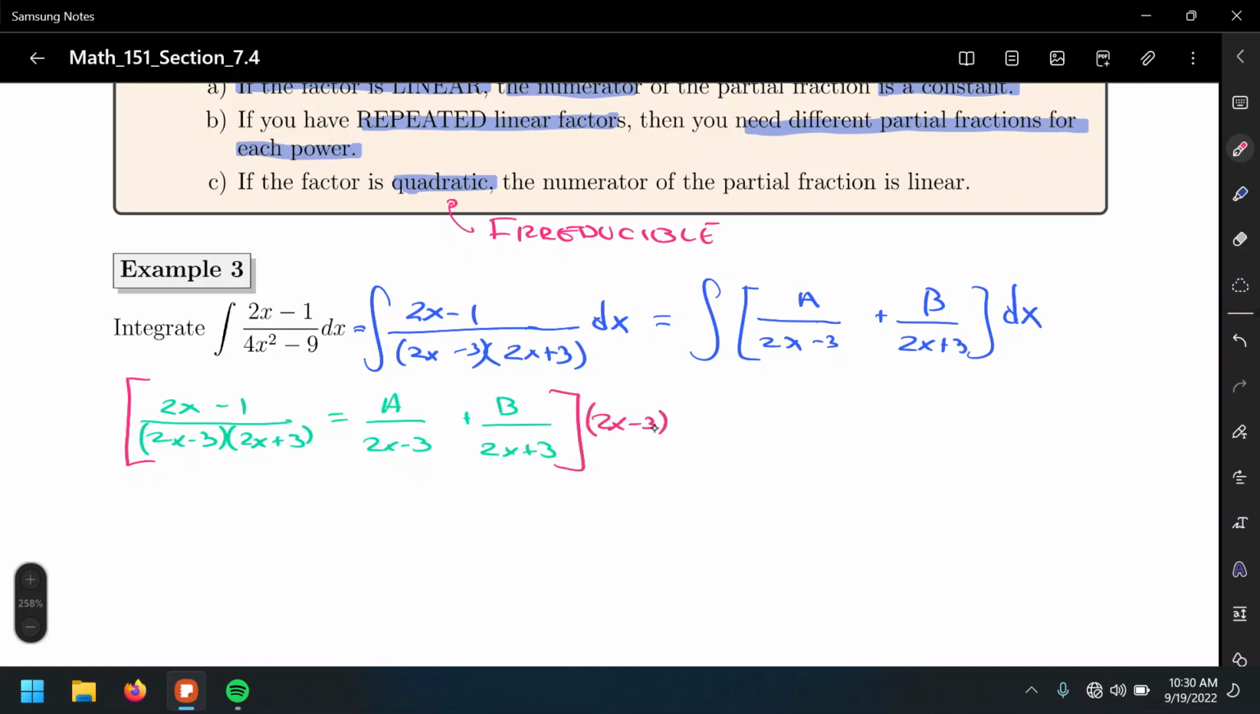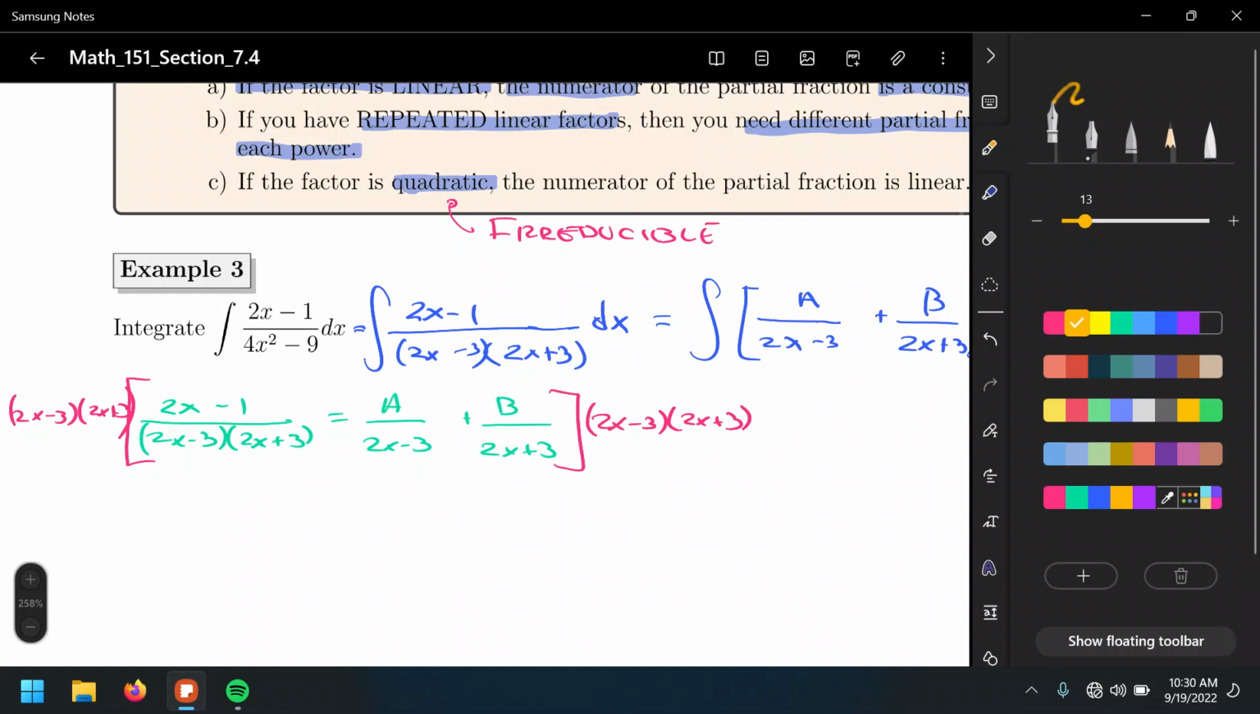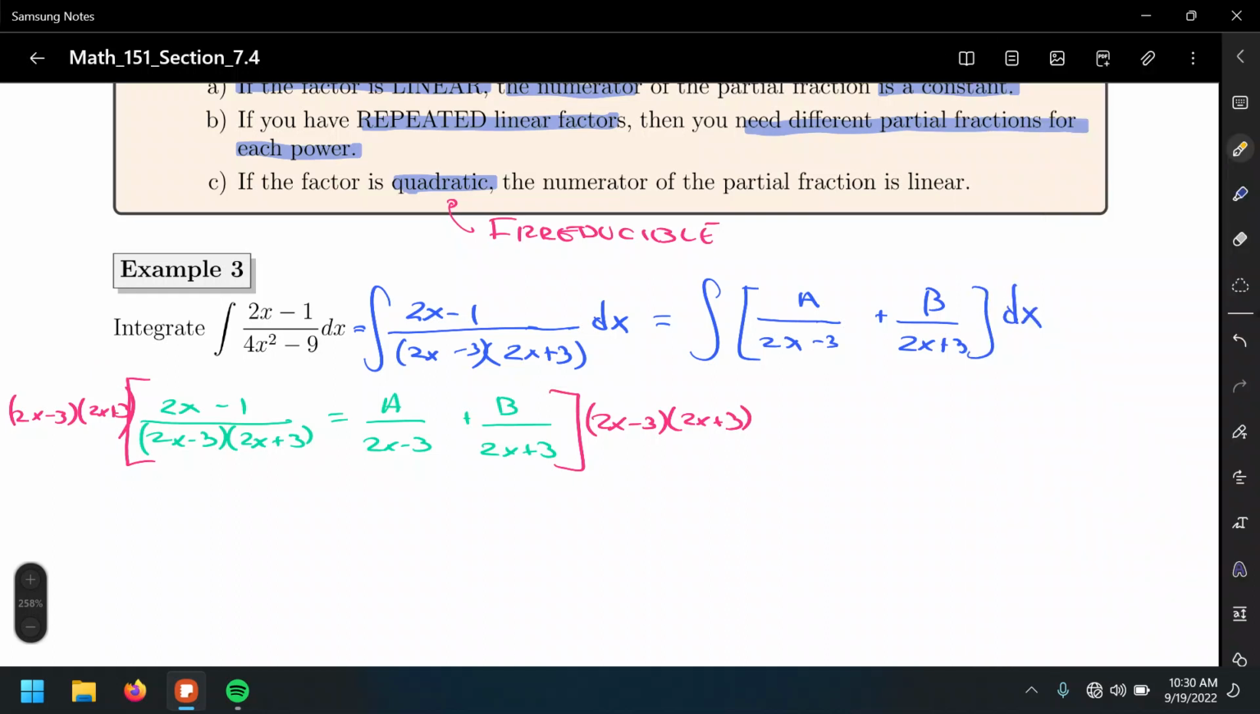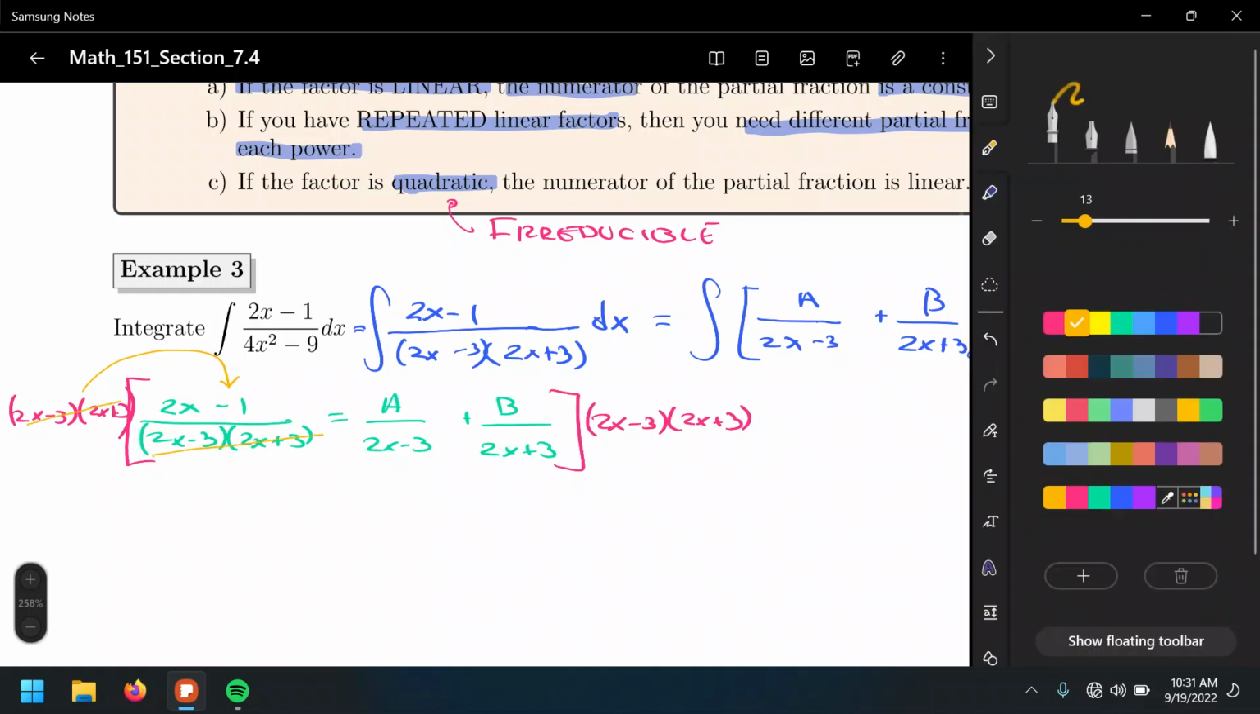2x minus 3, 2x plus 3, 2x minus 3, 2x plus 3. And in the same way that we did in the previous example, multiply, distribute, but check how these two actually cancel, leaving us with 2x minus 1 equals to, let's do the same on the right hand side.